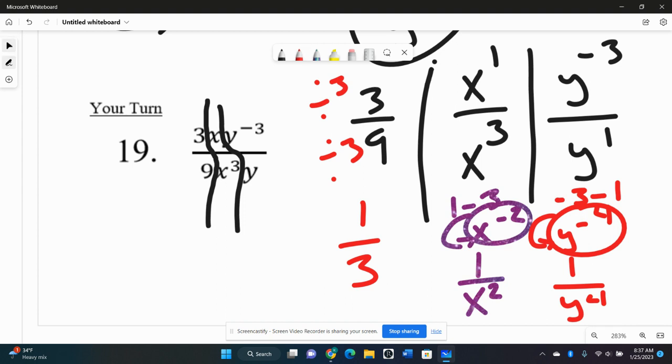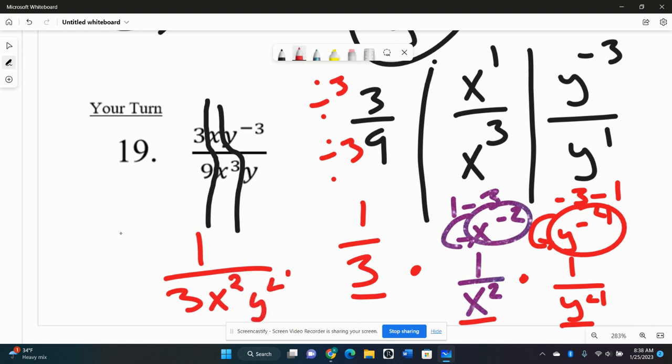So how do we write our answer? We basically just multiply straight across the top. So what's 1 times 1 times 1? That's 1. On bottom, 3 times x to the 2nd times y to the 4th. We can't combine any of those, so we're just going to stick them next to each other. So 3x to the 2nd, y to the 4th. So that's our answer. So we just took our problem and broke it up into smaller ones.